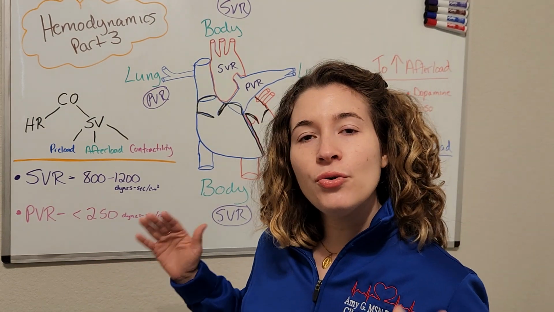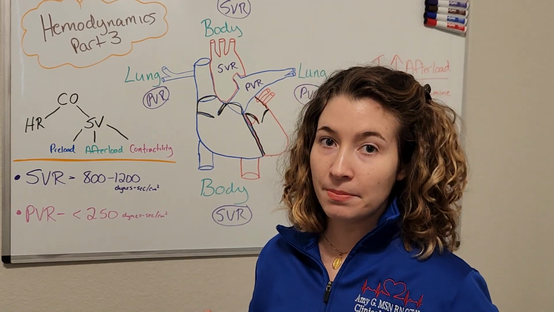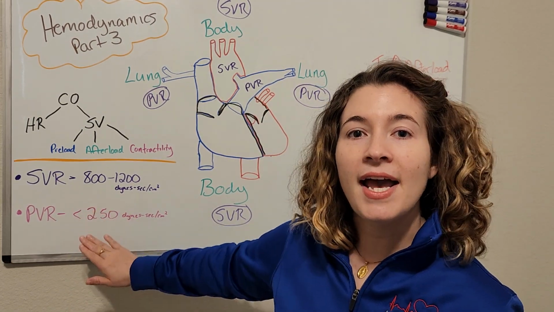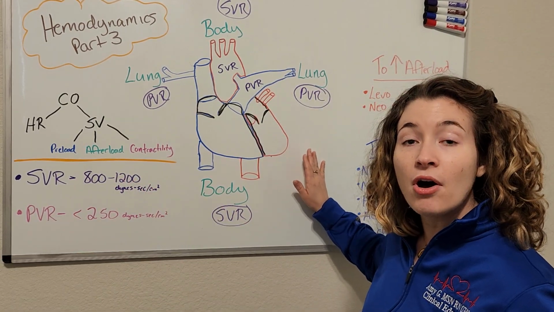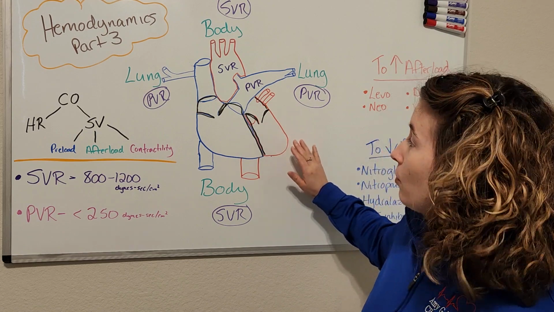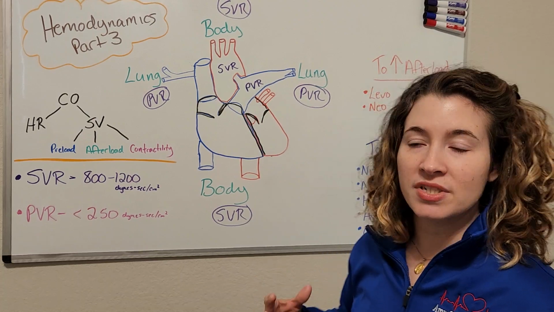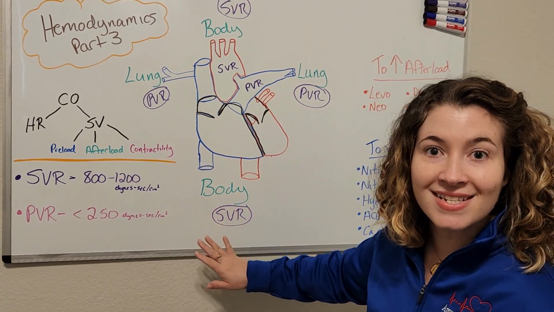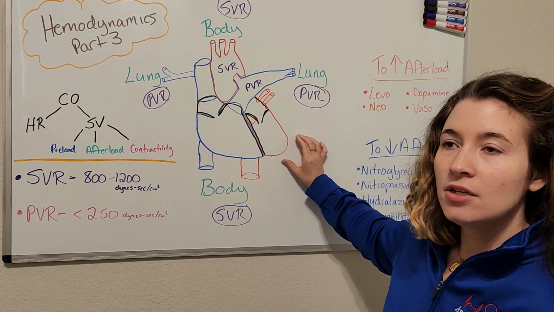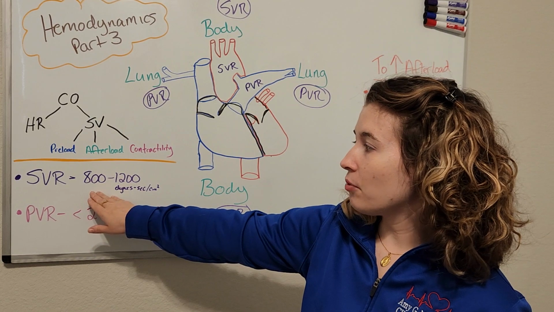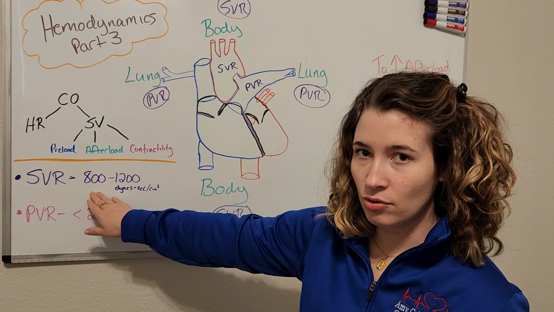Now, the two types of hemodynamic parameters that we're going to use to measure afterload in the body are SVR and PVR. SVR is the afterload on the left side of the heart, and SVR is really the systemic vascular resistance. So the vascular resistance in the body, all of our extremities and the core, right? Notice how the pressure on the SVR is 800 to 1200. So that's really what we're shooting for.